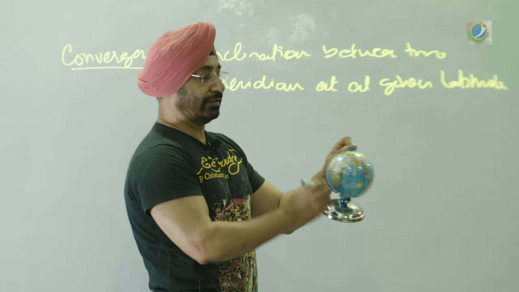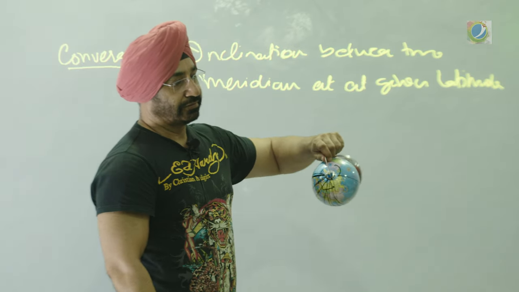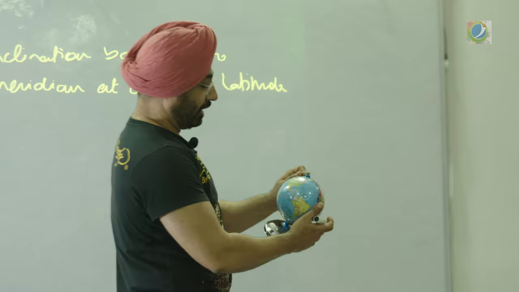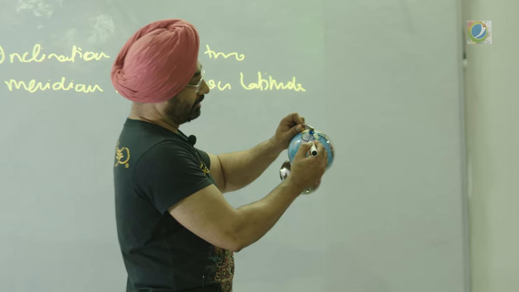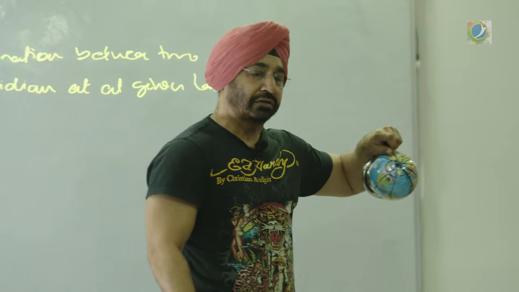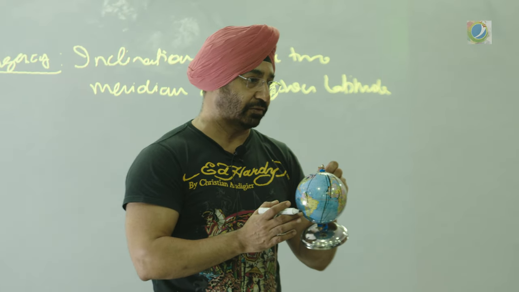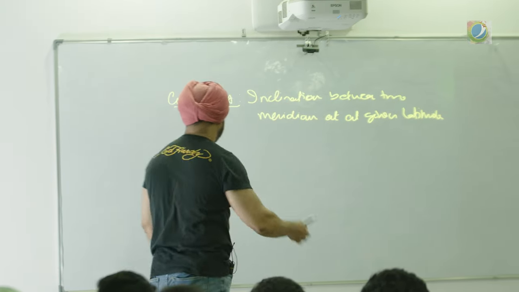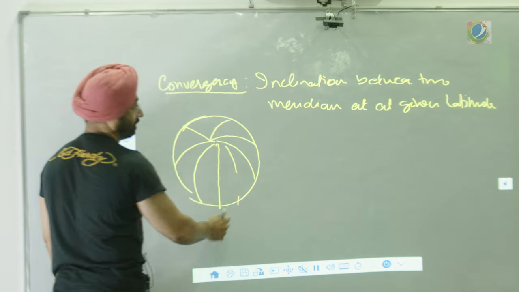Let's say this is prime meridian and this is 180 degree meridian. At equator they are parallel. How much is the angle between them? 180 degree. So this angle between two meridians is maximum at pole, which is equal to d long. Just imagine, I have meridians 10 degree, 20 degree. At equator they are parallel. This angle is 10 degree. So whatever the difference in longitude, that is the angle at pole. But what about equator? The angle between them is zero. So convergence is inclination between two meridians at a given latitude. Okay, so this is convergence, the angle between two meridians at a given latitude.